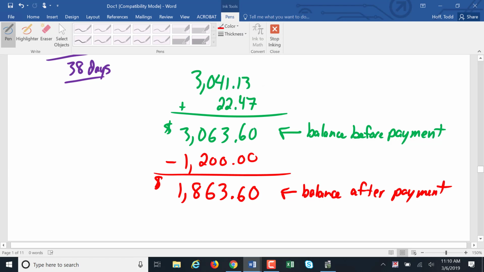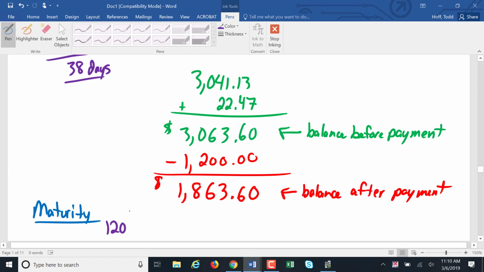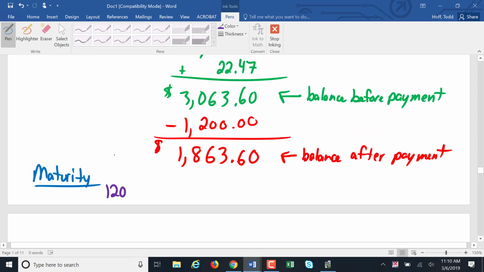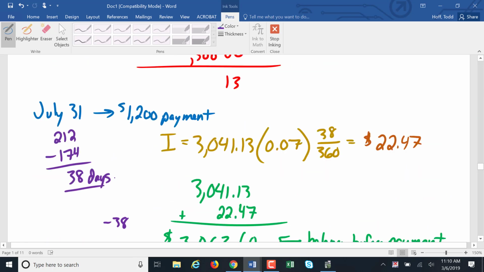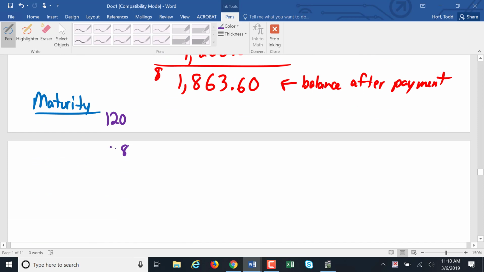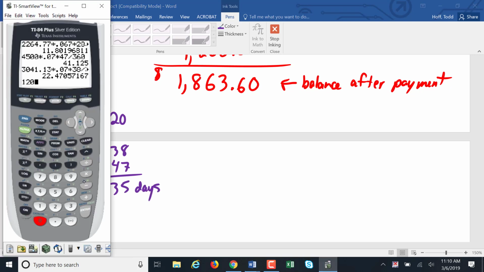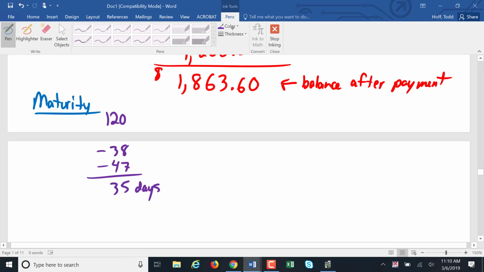So our final action is going to be maturity, the end of the term. It's 120 days. Now we already have 38 days, and our first one was 47 days that have been used up. So we subtract from there. I believe that comes out to be 35 days left. So I have 35 days left.